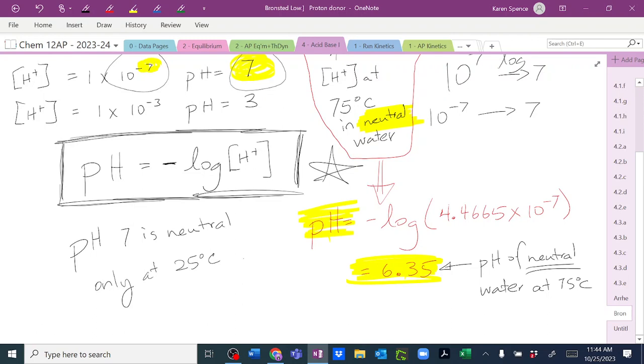Yes, Daniel? It'll be somewhere in between 6.35 and 7. You would have to be given the KW value, right? I had to look up the KW at 75 degrees to do this. So you would have to be given the KW at whatever temperature.